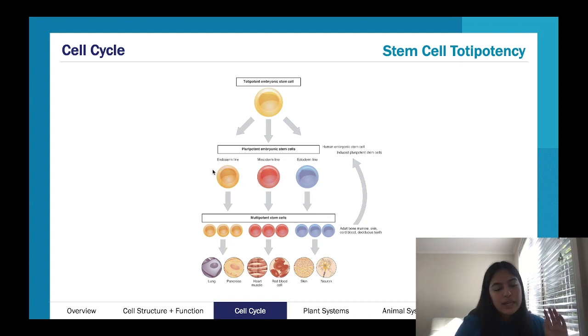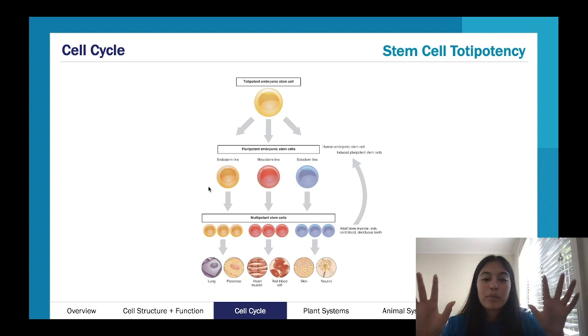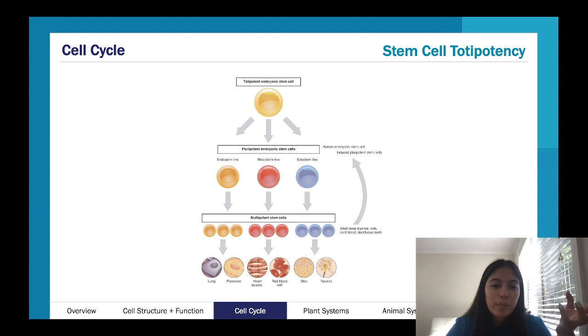So we have endoderm, mesoderm, ectoderm. These are technical terms, but basically when you're an embryo, there are these three different types. And the reason why these are pluripotent and not totipotent is that totipotent cells can become ultimately anything, but these cells cannot become each other or that basic embryonic stem cell. So that's why it's not totipotent, if that makes sense. But they basically can become anything.